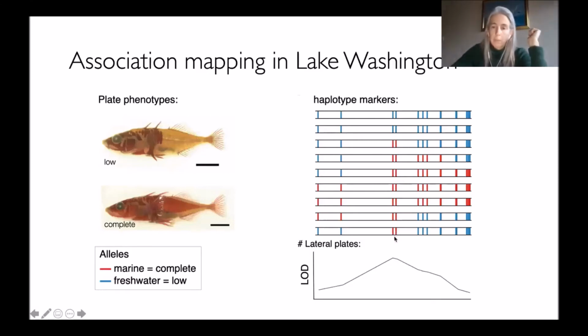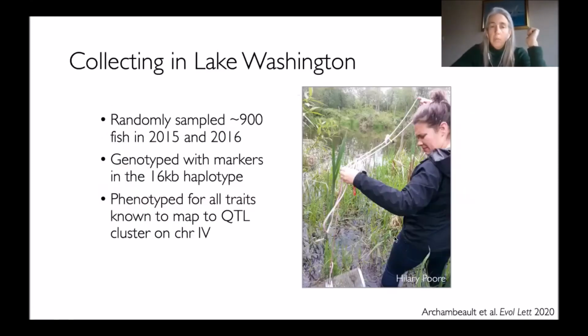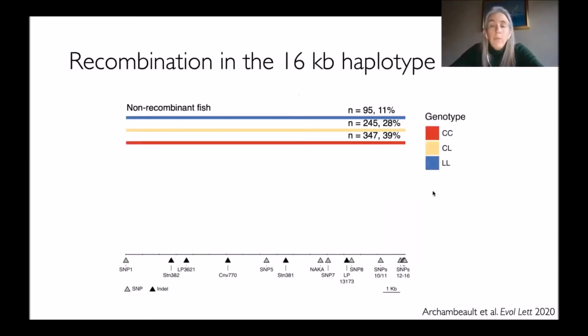of the haplotype. Okay, so we collected close to 1,000 fish over 2 years, and then genotyped those fish with markers across the haplotype, and then phenotyped them for all the traits that we knew mapped to this bigger cluster on chromosome 4. This field work is not always super pleasant. Sometimes it's really muddy, and it's usually raining too, especially in Seattle. Okay, so the first result that was exciting is that we had actually found evidence for recombination across this haplotype.